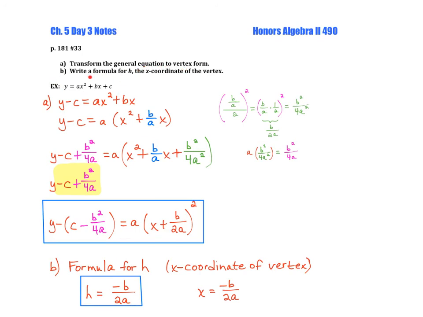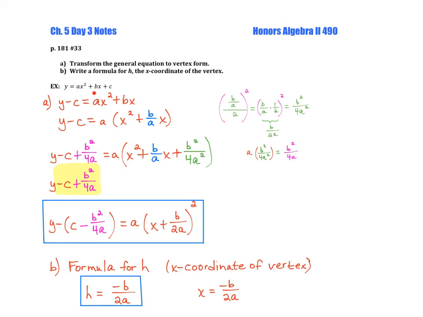So we're given y equals ax squared plus bx plus c. And then in part B, we're going to write a formula for h, which represents the x coordinate of the vertex. So we're given, again, a quadratic function in standard form, and we're asked to change it to vertex form. And so I always tell my students this is a great opportunity to see how well you know the process of completing the square.